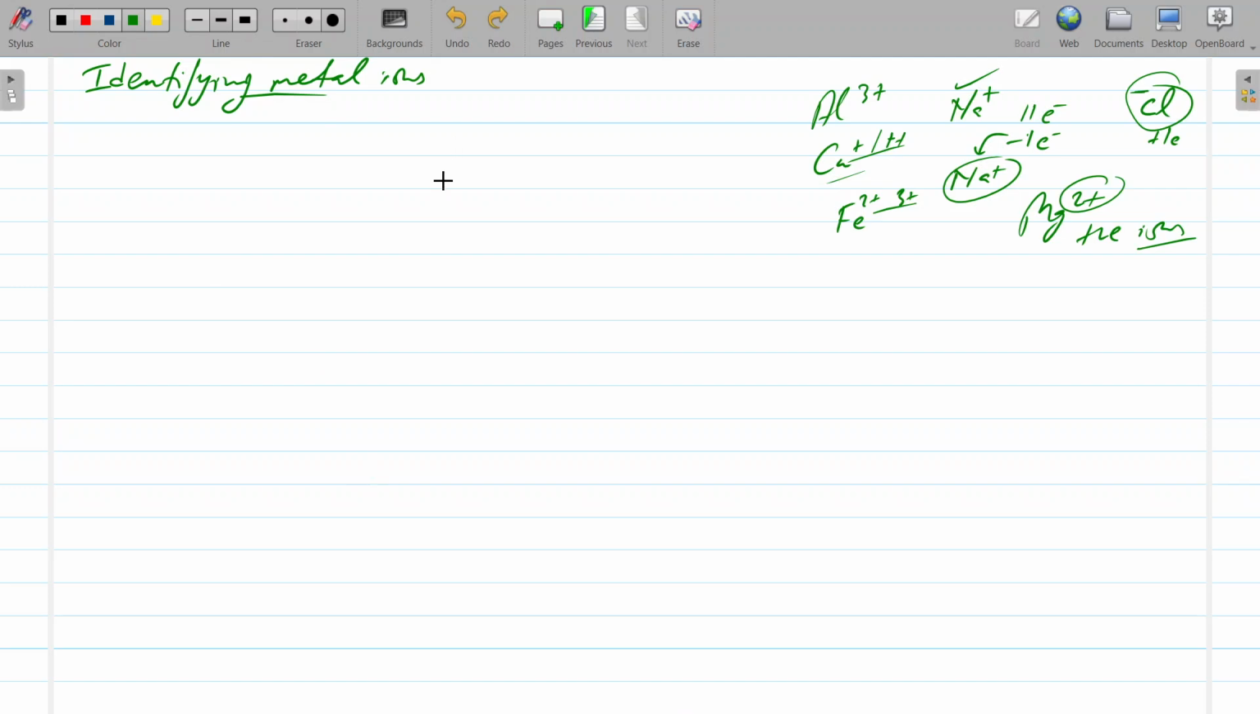Okay. So how do we identify metal ions? So what we do is that we take a soluble salt of a metal. Why are we saying soluble metal salt? Because not all metal salts are soluble, as we will see, right? And we add sodium hydroxide.